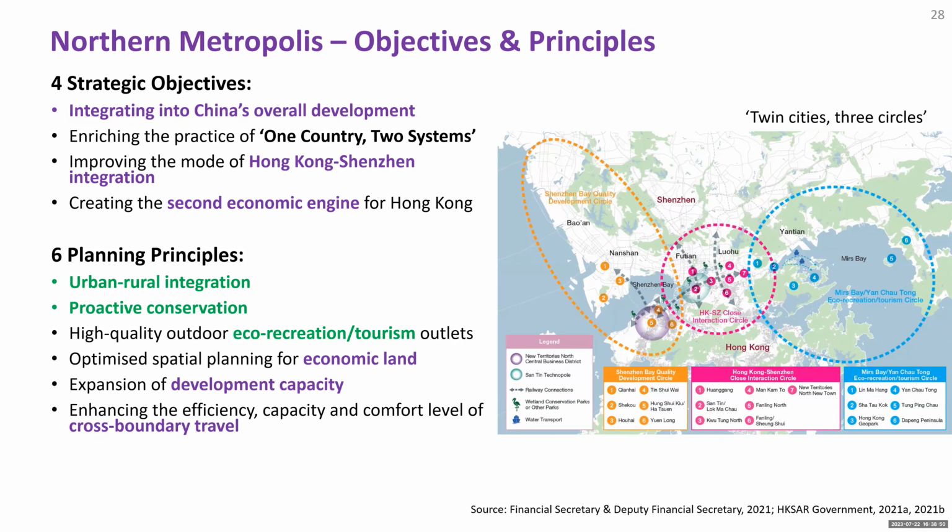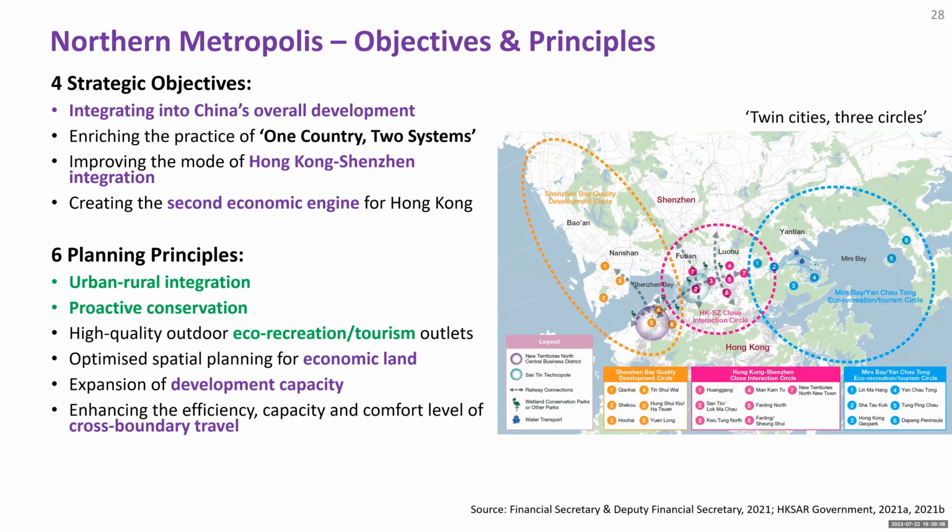The 3 things: one is urban-rural integration, which is something that the earlier talks focused on, and then proactive conservation, as well as providing high-quality eco-recreation and tourism outlets.